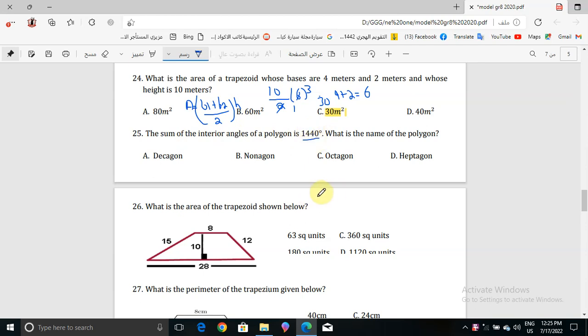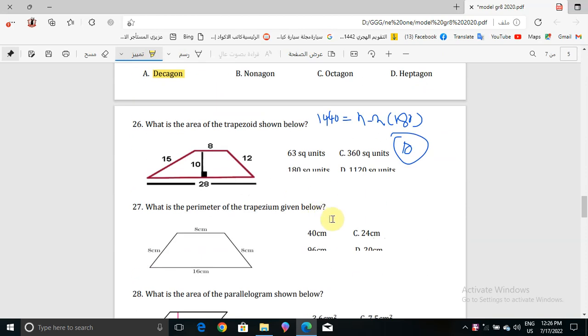For example, here 1440 is equal to n minus 2 times 180. So after simplifying it, you will get 10. And if a polygon has 10 sides, its name will be decagon, which is in choice A. And the correct answer for question number 25 will be choice A. Now question number 26.